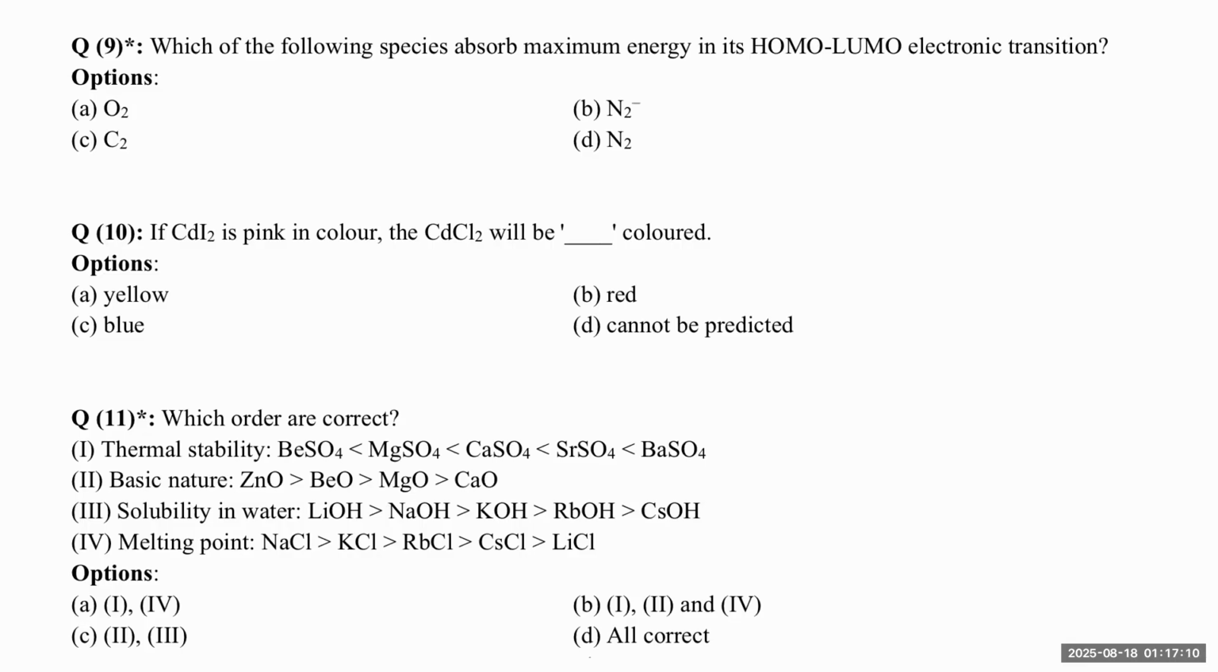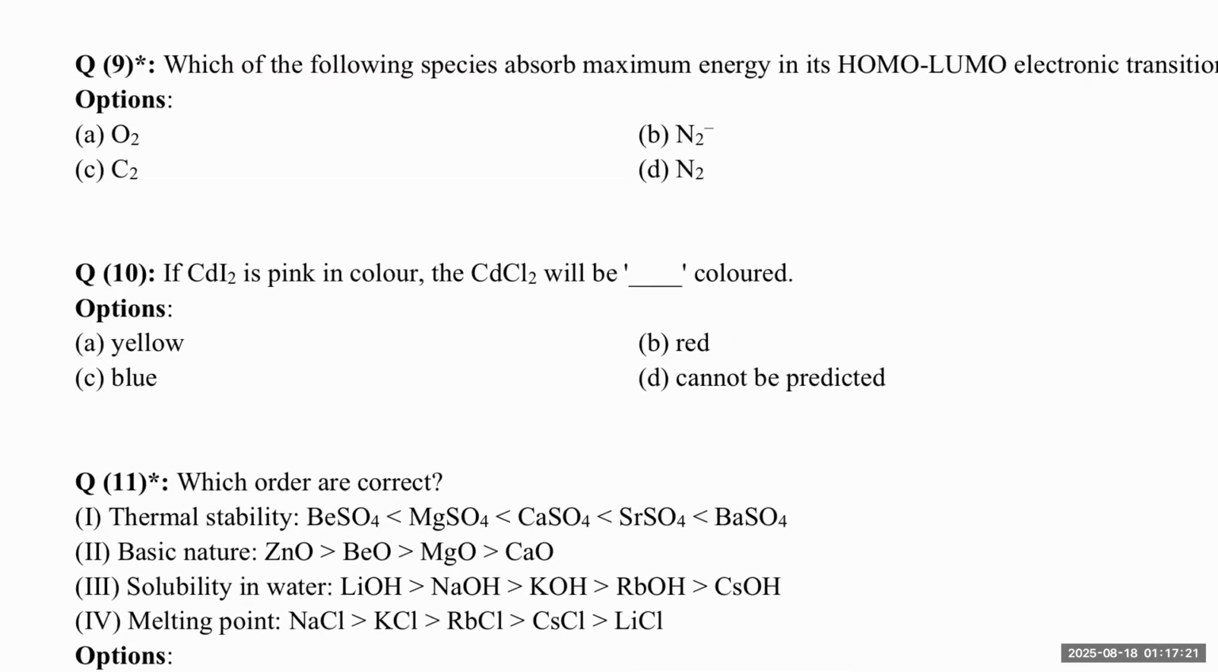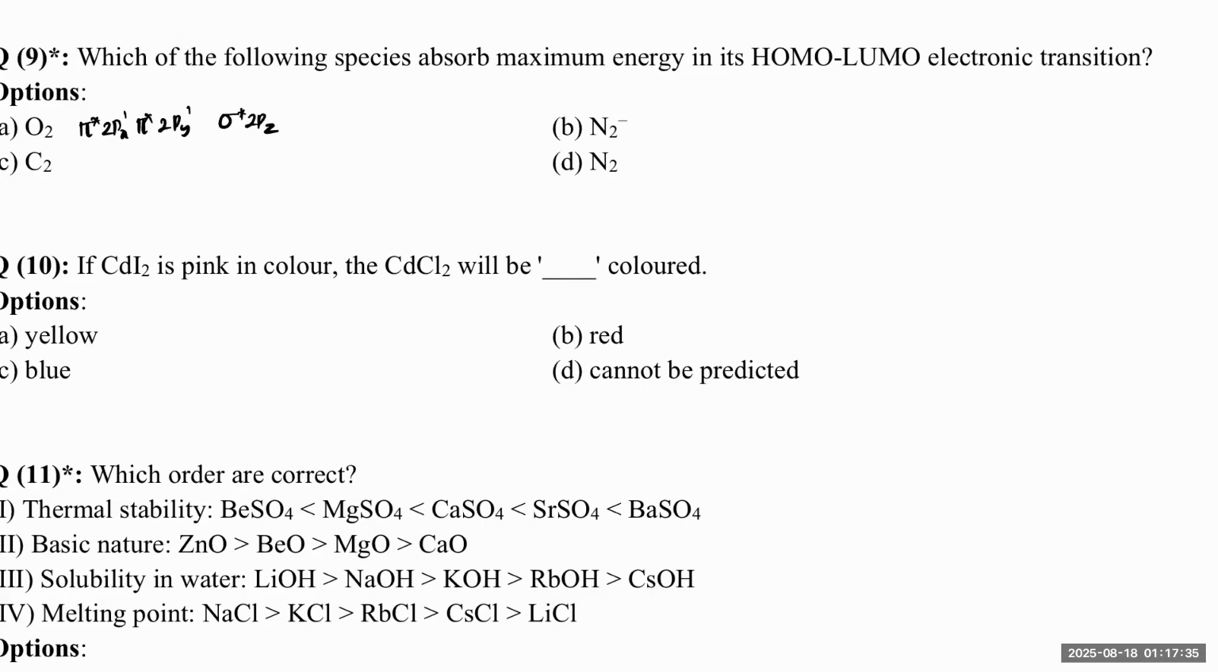So sometimes the question might be asked in terms of maximum energy or minimum wavelength. Now let's see where exactly the electrons are present. The HOMO orbital of O2 is what? Pi star 2px1, pi star 2py1, and sigma star 2pz. These are the orbitals. Next, N2 minus.